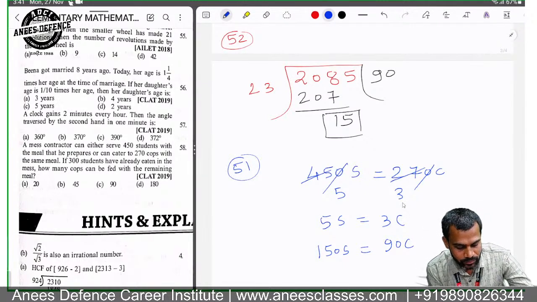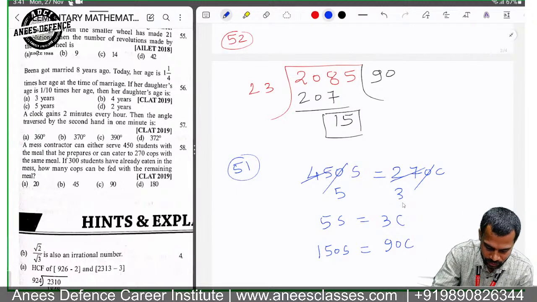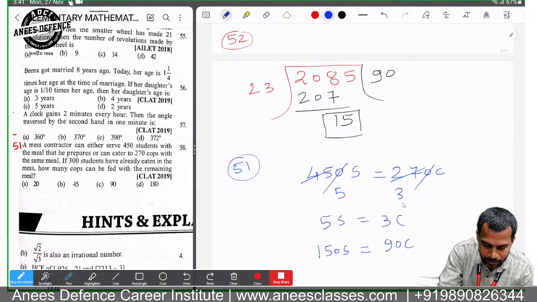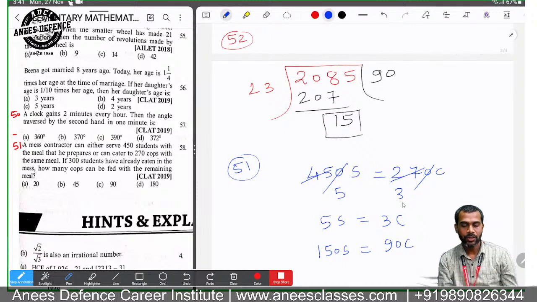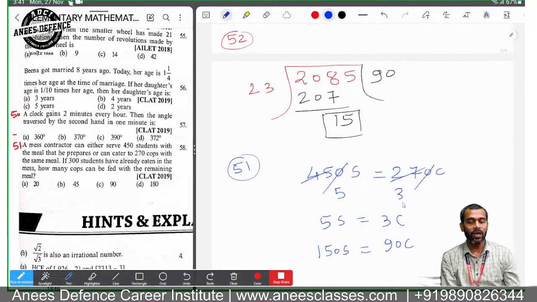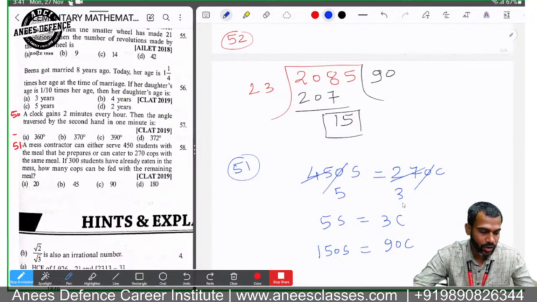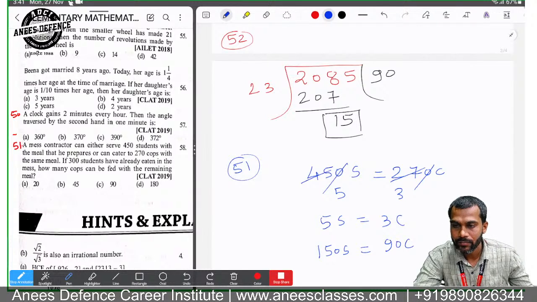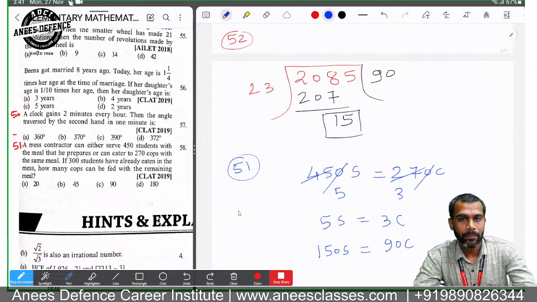Okay, next. Question number 50. Please try. A clock gains 2 minutes per hour. Then the angle traveled by the second hand in 1 minute is. Please try. Yes, online students, have you understood? Okay, very good.